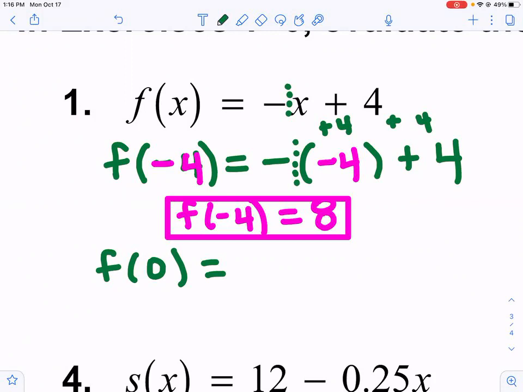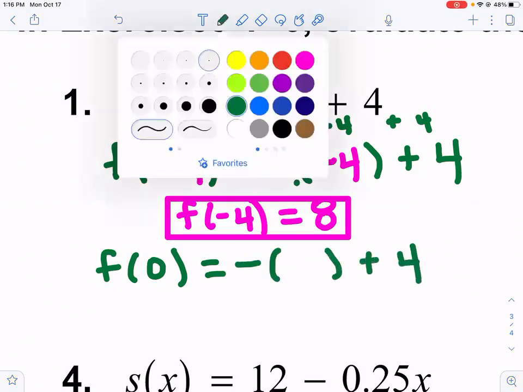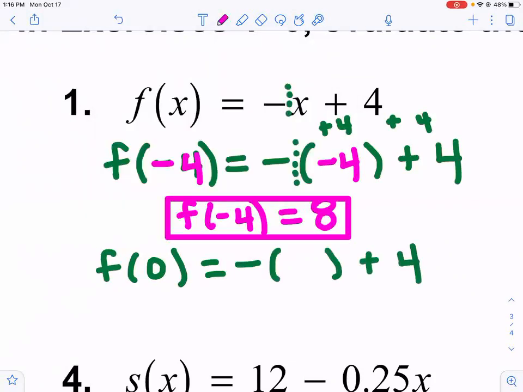So let's talk about f of 0. Our function is negative x plus 4, but my input is now going to be 0. So wherever there's an x, I'm going to write a 0. Okay, f of 0 is 4.